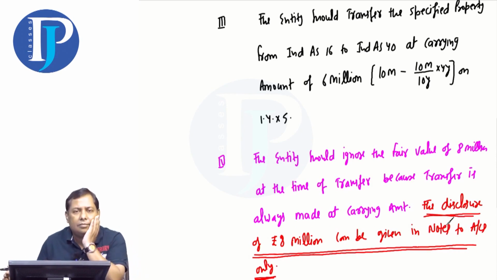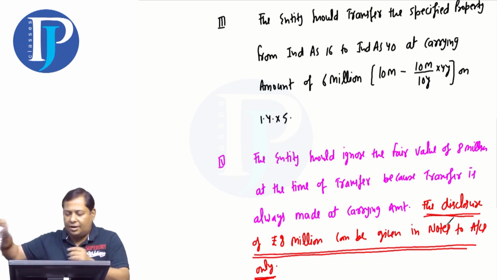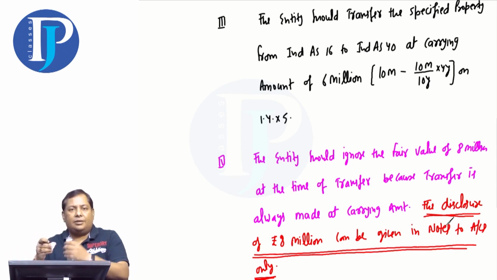Question was simple, but had so many points in it. First apply 16 and then we will apply 40. Then we will transfer at some amount. We will ignore fair value and show it in notes to accounts. This was all the question was about. Just a presentation.